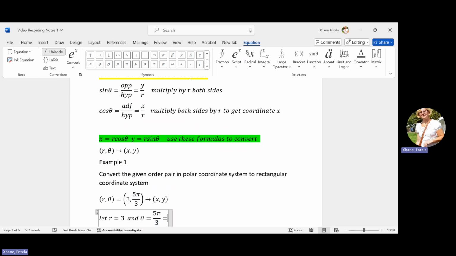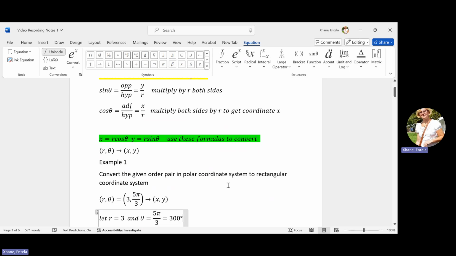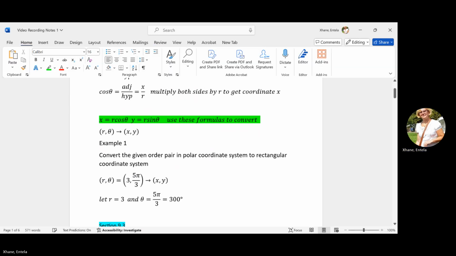Now, to make things more understandable for you, 5 pi over 3 can be converted into 300 degrees, if you still have a hard time understanding the difference between degrees and radians, and have more difficulty explaining the radian measure than the degree measure. So this is what is given.